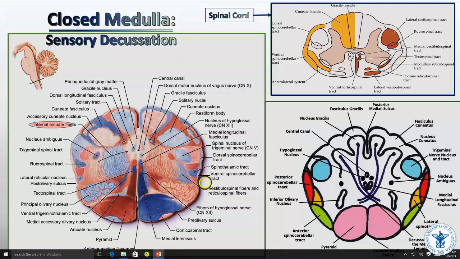The pyramids are beginning to enlarge here. They're quite large compared to the previous sections, and the olivary nucleus also is quite large. So you have 4 prominent areas: the dorsal nuclei, the inferior olivary complex, and then the pyramid. So you can easily identify this section as being a section of the medulla. And if you look at the internal arcuate fibers, which will always be present there, then you know that it's a section through the sensory decussation.